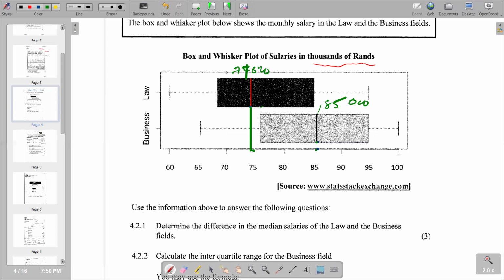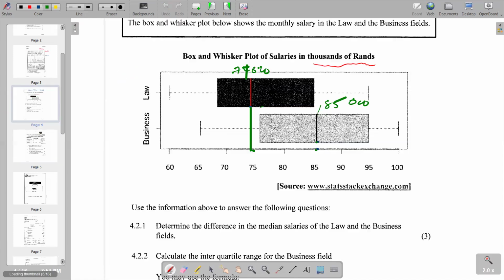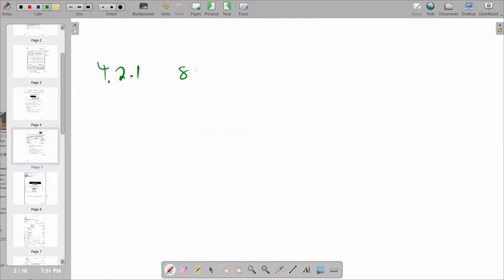So now I want to calculate the difference in median salary. So for 4.2.1, we are saying 85,000 minus 74,000. We can express our figures in rands, and if you subtract there, you're going to get 11,000.